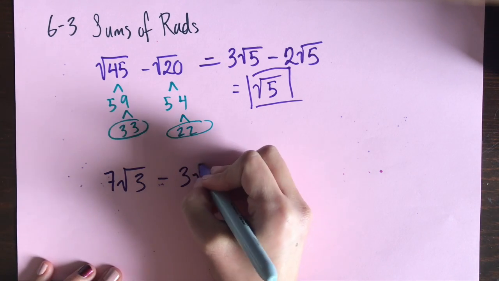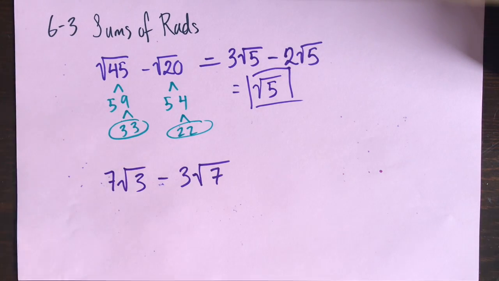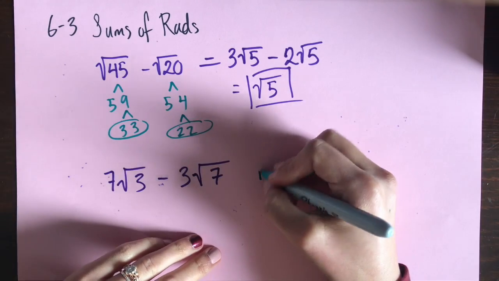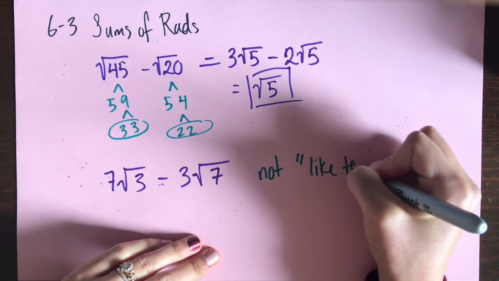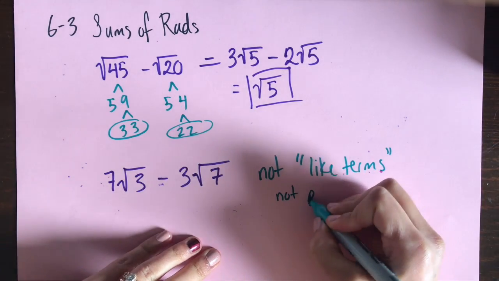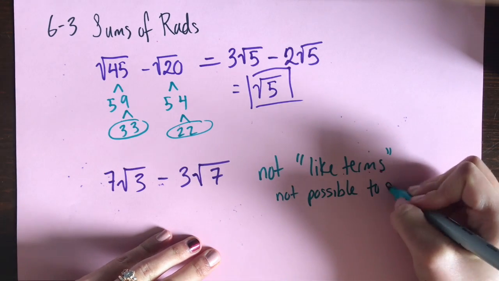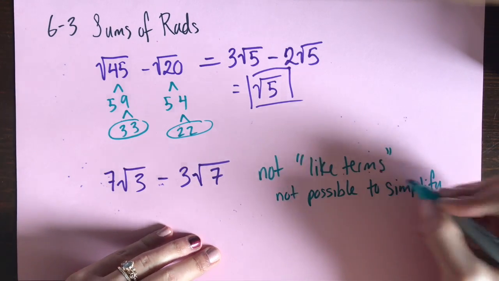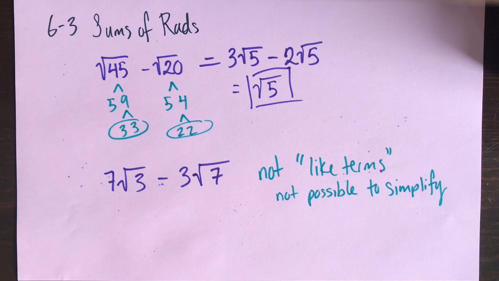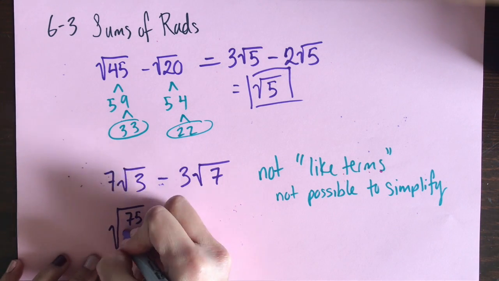Suppose we have 7 root 3 minus 3 root 7. Now you may be thinking that these look super similar, but really they're not like terms, right? Because they have different radicals that cannot be further simplified. So it's not possible to simplify this any further, yeah? Because root 3 and root 7 are so different. So not possible to simplify. So you may have problems like that.